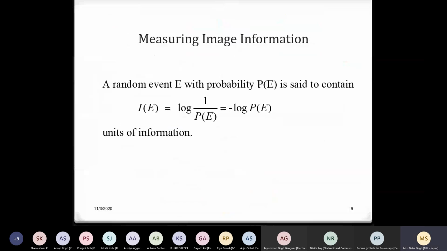Now some mathematics. How do we measure image information? Image information is measured in terms of a logarithm, log to the base 2, where the information is defined as minus log P(E), where P(E) is the probability of the event E or the symbol E. You have studied this in maths, in digital communication, in ITC. The amount of information conveyed is given by this expression.